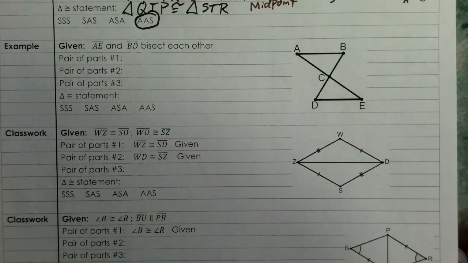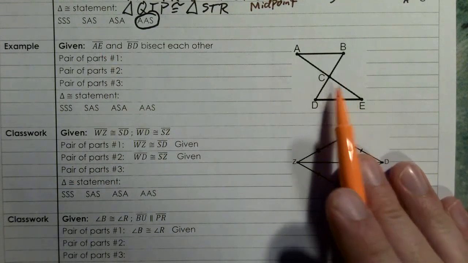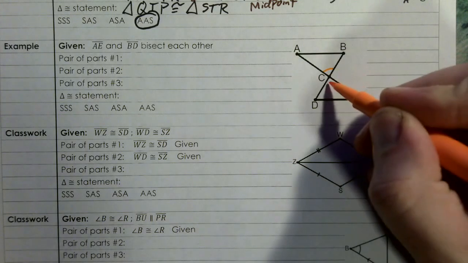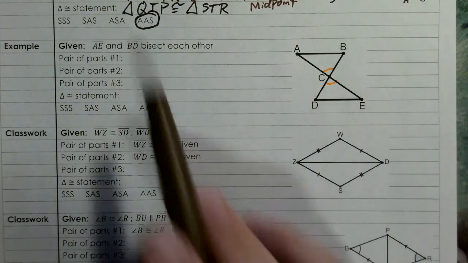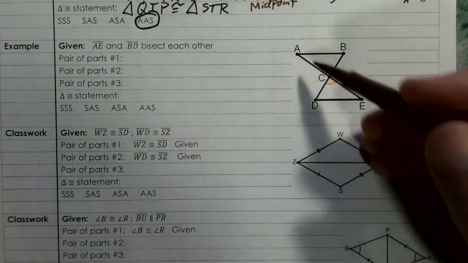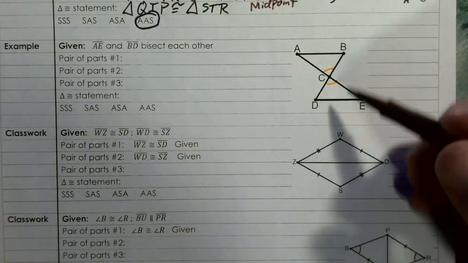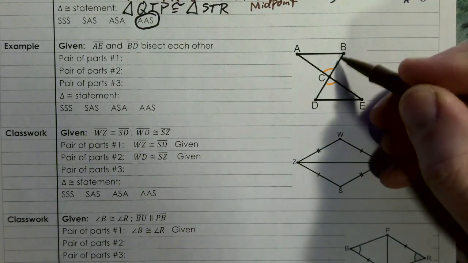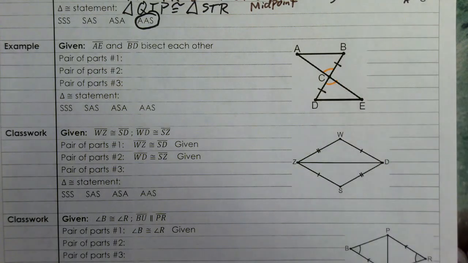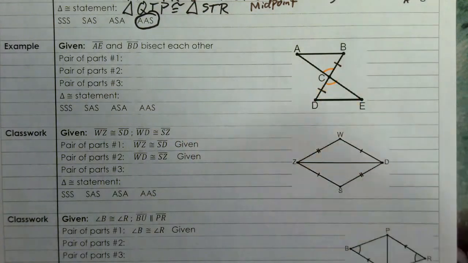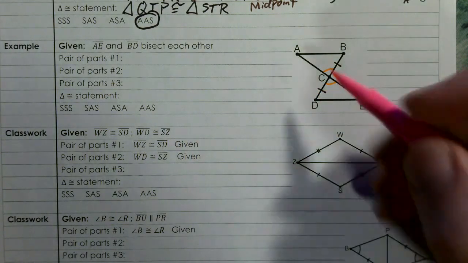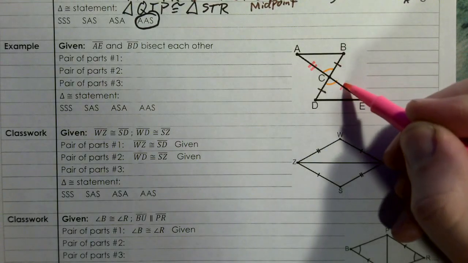All right, in this next example, again, we don't have any givens right away, but we do know things bisect each other. Just looking at this diagram, I know that the vertical angles, those are congruent, so I'm just going to mark that. What else? If AE is bisecting BD, that means these two segments have to be congruent to each other. And also BD bisects AE. Since they bisect each other, they cut each other in half. So that must mean this also gets cut in half.